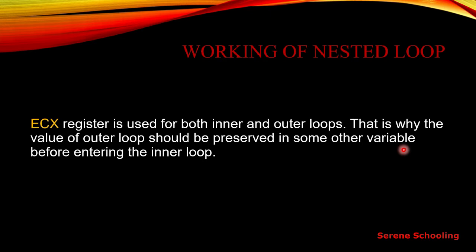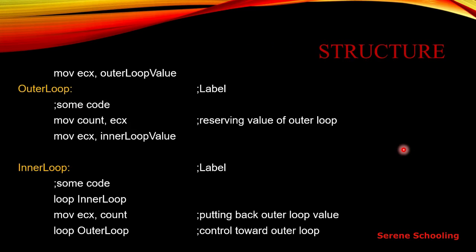And when we go into the inner loop, we know that it must again go back to the outer loop. So again we have to move that looping variable value into the ECX register before going back to the outer loop. You will understand it better through an example. Here you can see its structure. Firstly, in the ECX register I'm moving my outer loop value. Suppose I have the value 3, so I'm moving 3 into ECX, which means that my outer loop is going to work 3 times.